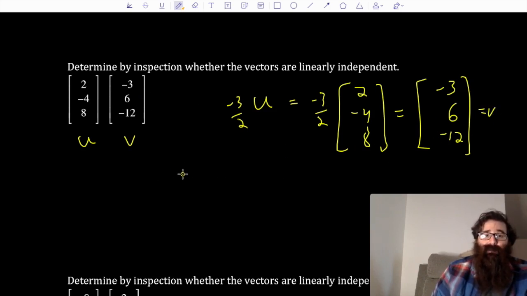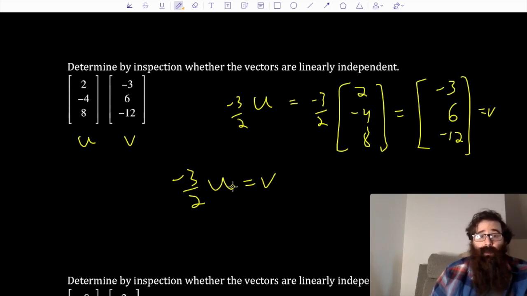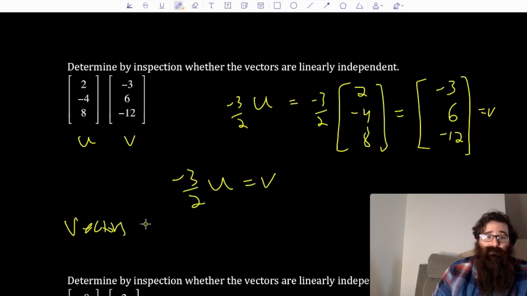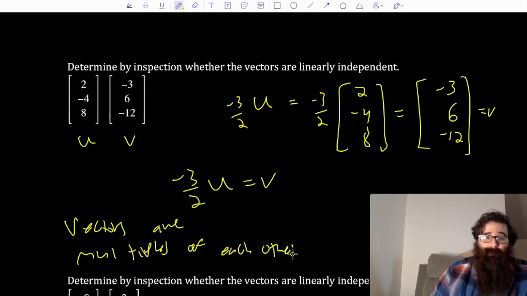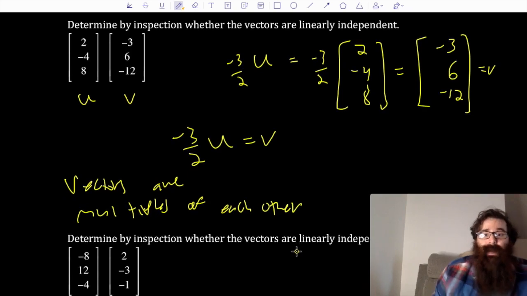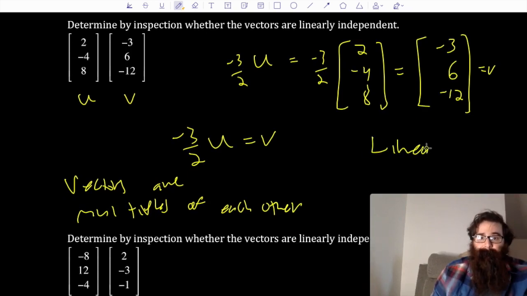So we actually have this relation that negative 3 halves times vector u is equal to vector v. Or you could go in the opposite direction and show it that way, perfectly fine. But this means they are multiples of each other. So the vectors are multiples of each other, which means we have linear dependence. So we can say, let's say they are linearly dependent.